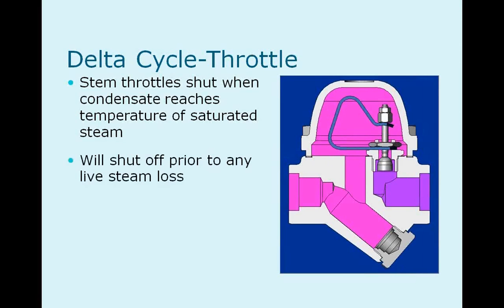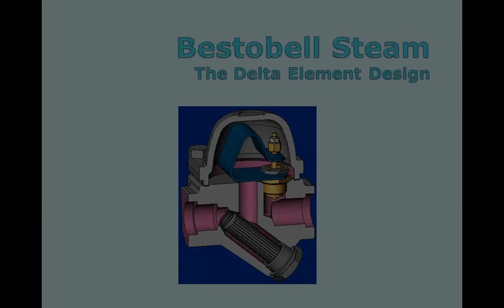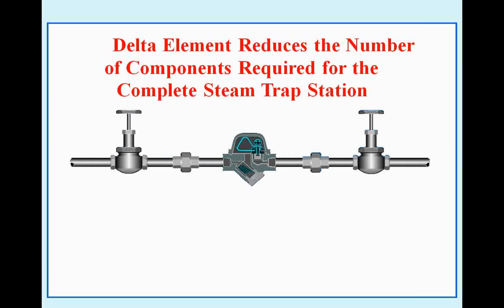So you get the modulation, but again, we don't want to pass any steam through a trap if possible, because even at 2 pounds an hour, you're going to use a lot of steam over the lifetime of that trap. One other benefit of this particular technology, the way it's designed, you can reduce some of the components. You always want to have a strainer. You want to have a strainer upstream, and you want to have a check valve downstream.